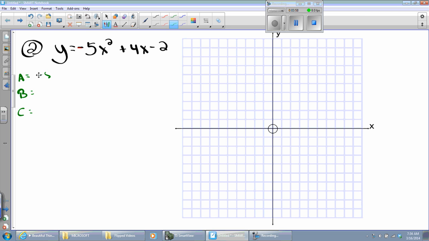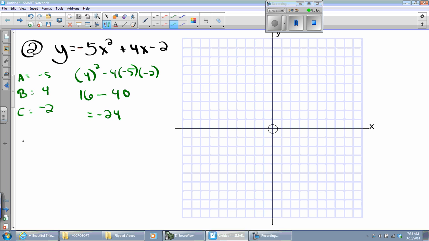Easy as negative 5, 4, negative 2. Now I know this parabola is going to open downward, right? Because A is negative. So I go to my discriminant, B squared minus 4 times A times C. Well, this would be 16. I'm going to get a negative when I multiply, and I'm going to get 40. This is going to be a negative number. This problem will not cross the x-axis.